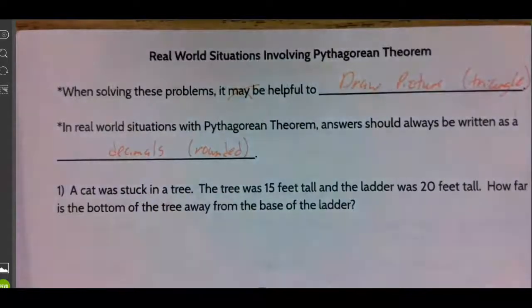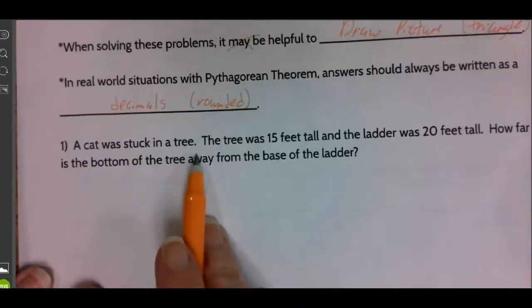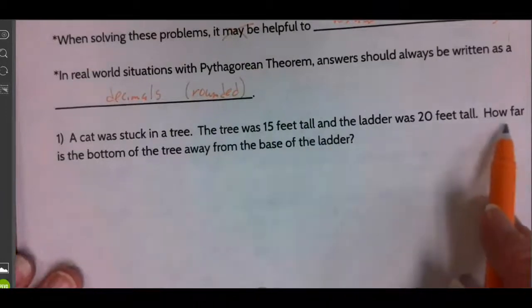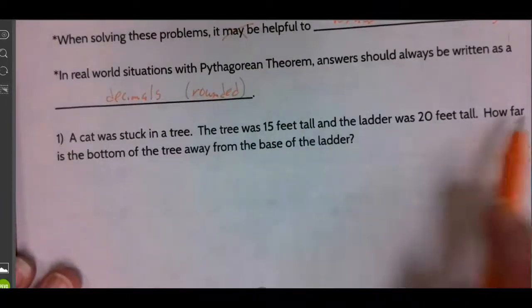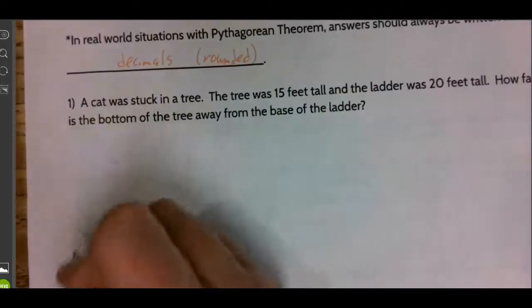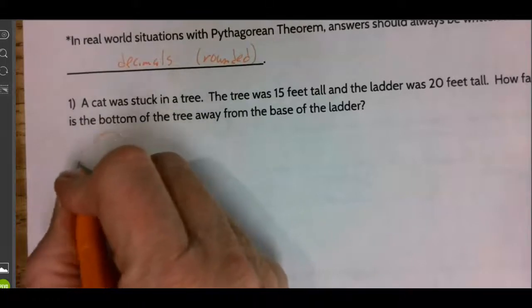Okay. So here we go. Are you ready? This is when it gets fun. A cat was stuck in a tree. The tree was 15 feet tall and the ladder was 20 feet tall. How far is the bottom of the tree away from the base? So, draw a tree. You'll see pretty soon why I'm a math teacher and not an art teacher. Here's my tree.